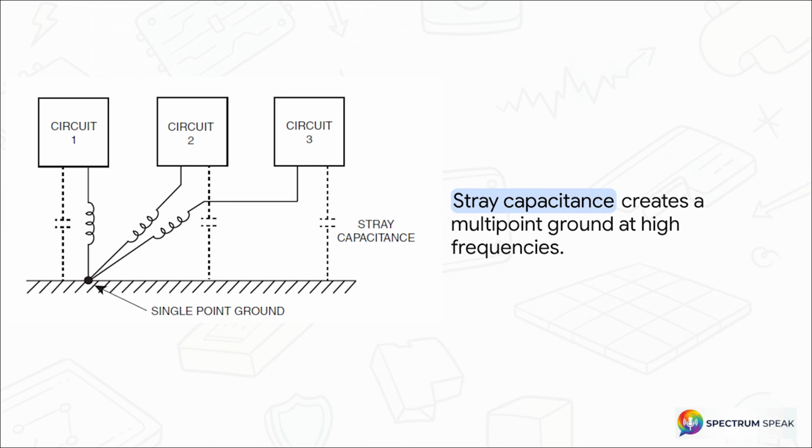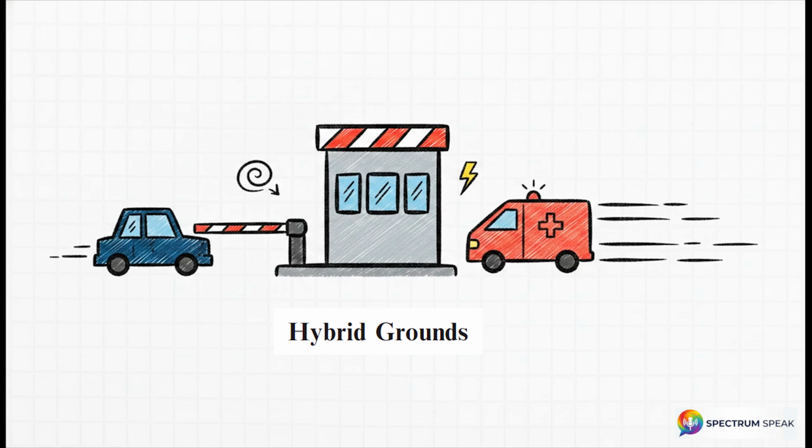At high frequencies, stray parasitic capacitance naturally forms between your circuits and the ground plane. Because capacitive impedance drops as frequency rises, the high-frequency current literally ignores your long, inductive single-point ground wires. It takes the path of least impedance right through the stray capacitance. It magically transforms your perfectly designed single-point ground into an unintentional, heavily radiating multi-point ground loop. It's crazy. So what's the fix when a system is dealing with both low and high frequencies?